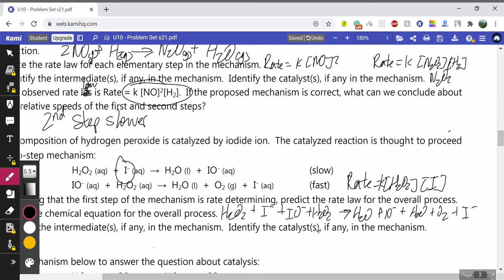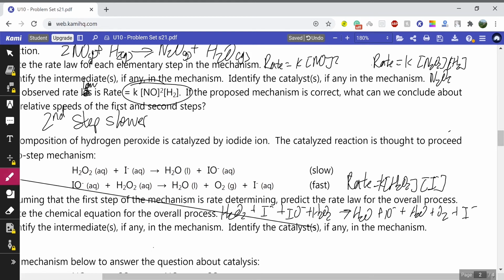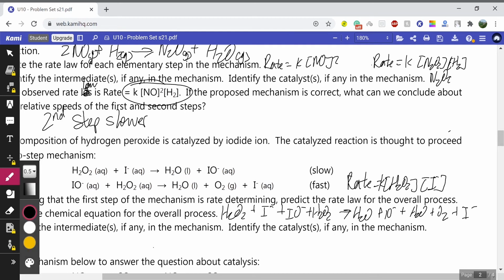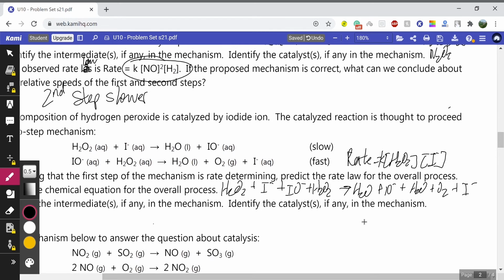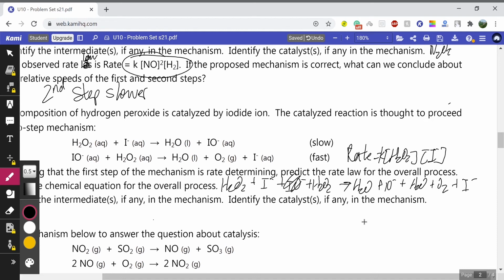Let's see. I minus is here, reacts in the beginning, and is produced again in the end. So I minus is the catalyst. IO minus, on the other hand, is produced and then used up again and never appears in our reactants or products in the overall process. So IO minus is the intermediate. They cross out. And I minus is the catalyst. So we'll save this for later.